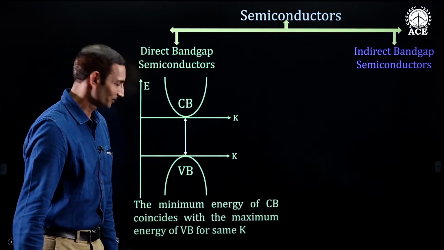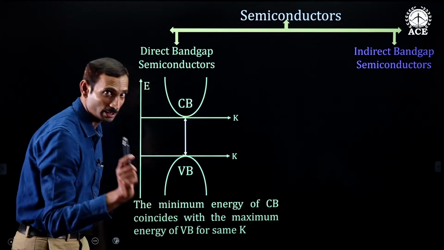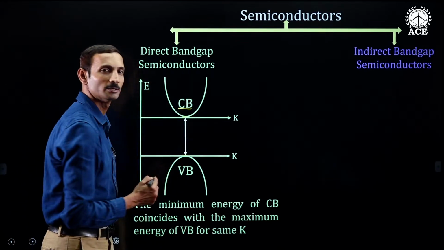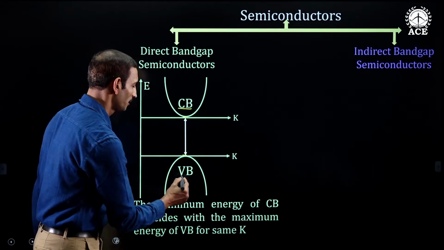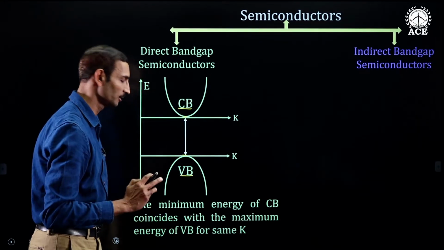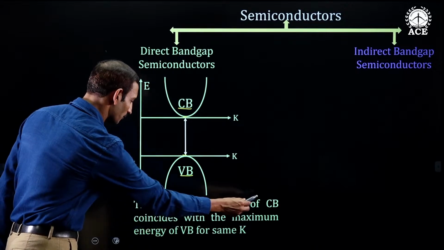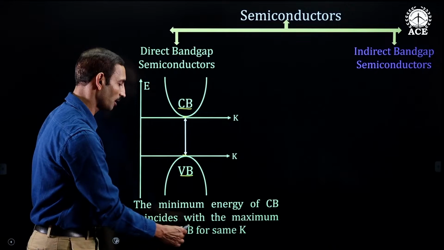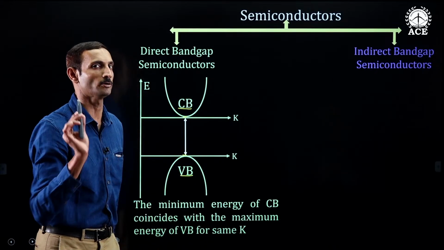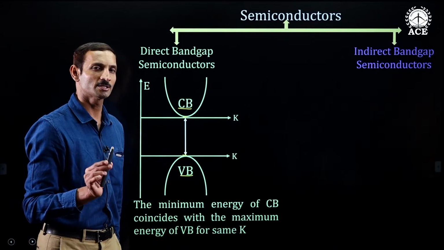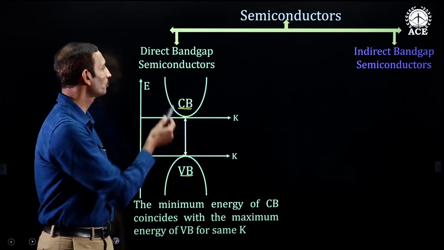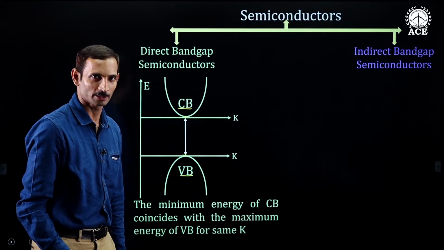That is what. So the minimum energy of CB, here CB refers to conduction band. Let me tell you, I have made it a shortcut: CB means conduction band, VB means valence band. Now the minimum energy of CB coincides with the maximum energy of VB for the same value of K. Those materials which have this particular property are known as direct band gap semiconductors.